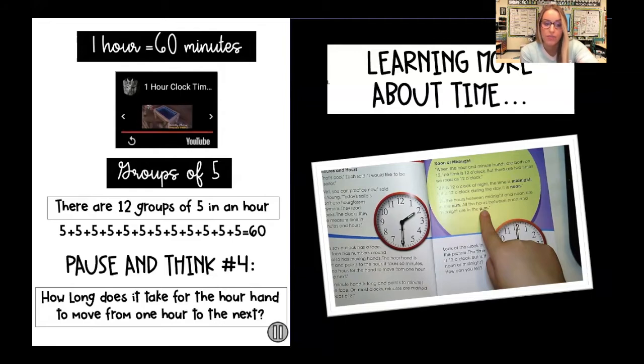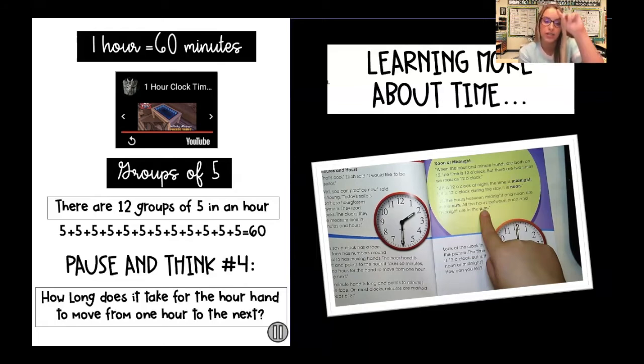So 5 plus 5 plus 5 plus 5 plus 5 plus 5 plus 5 plus 5 plus 5 plus 5 plus 5 plus 5 equals 60. So 5 twelve times equals 60.